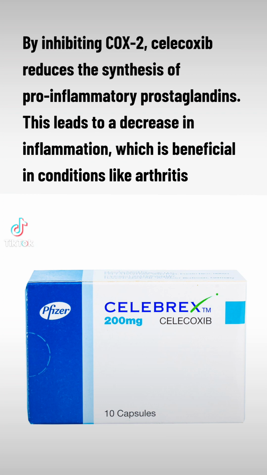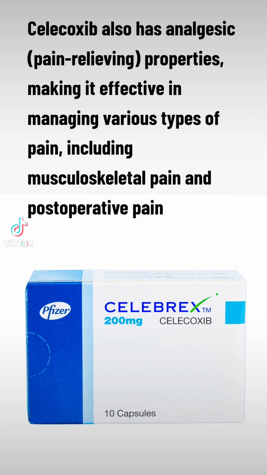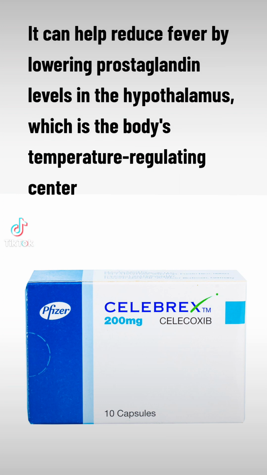This leads to a decrease in inflammation, which is beneficial in conditions like arthritis. Celecoxib also has analgesic, pain-relieving properties, making it effective in managing various types of pain, including musculoskeletal pain and postoperative pain. It can help reduce fever by lowering prostaglandin levels in the hypothalamus, which is the body's temperature-regulating center.